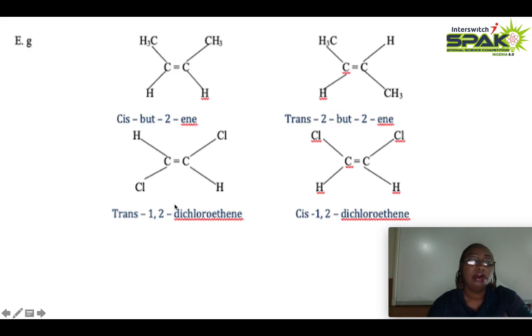Okay. Now, this is another example. This is dichloroethene. There are two carbons, with chlorine attached to the first carbon and chlorine attached to the second carbon. Then for every carbon you must have 4 bonds, so that's why you have hydrogen there. Now, the chlorines are opposite each other, that's why it's trans. And here you realize that the chlorines are on the same side, that's why it's cis.